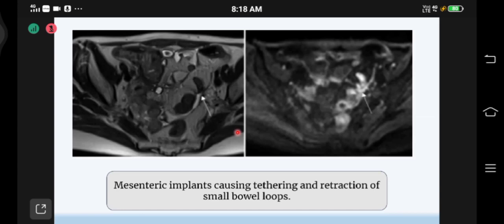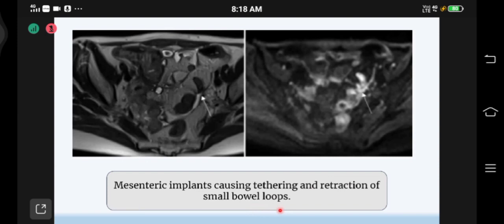And there is an entity also called mesenteric implants. Mesenteric implants can induce what we call an extensive fibrous desmoplastic reaction. They can be either mass-like or non-mass-like. Sometimes these can cause intestinal obstruction and adhesions. So it's very, very important for us to know these particular areas, like mesenteric implants causing tethering and retraction of small bowel loops.